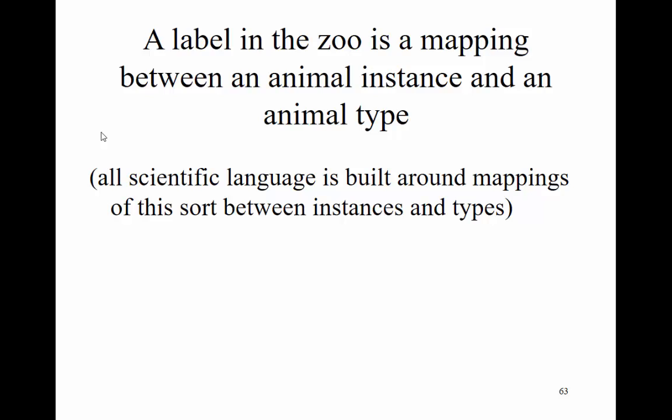And I say then that all scientific language is built around mappings of this sort between instances and types. So whenever you do an experiment, you look at instances. You examine them, you poke them, you disturb them, and then you measure the results. And you do this not because they are the instances that they are. You don't care about this particular cow. You do it because they're instances of a certain type. And you want to see how the instances of this type will behave in these and those circumstances. So science is about types, but it works because people can study instances.